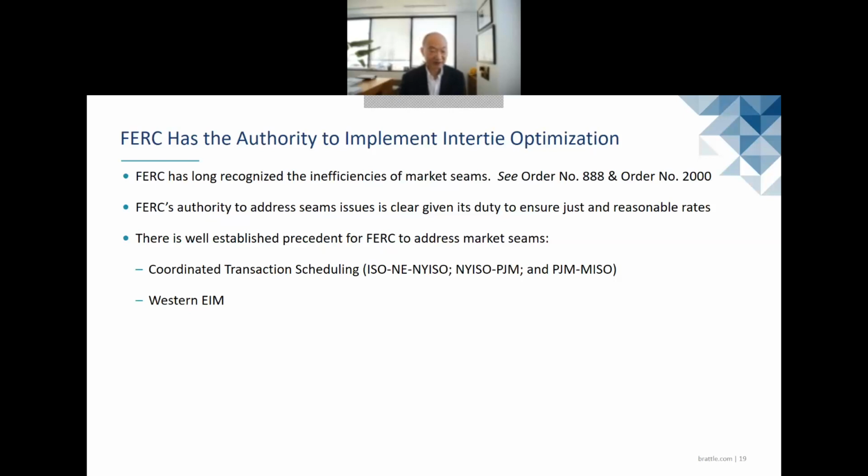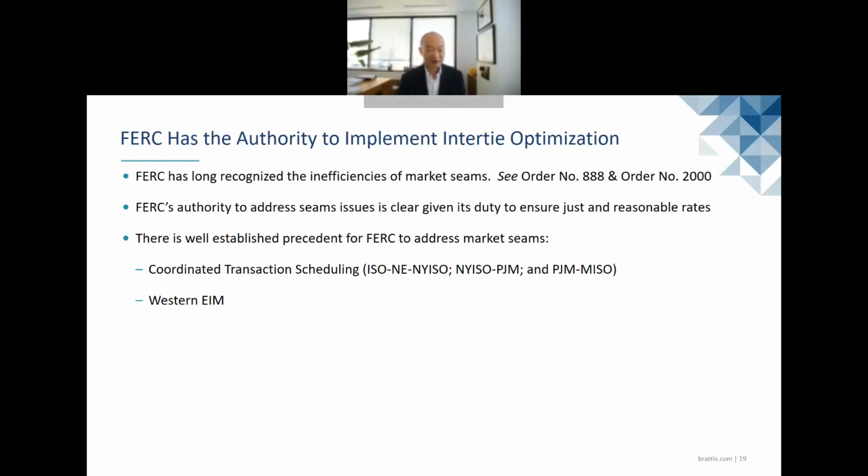And some of that precedent relates to CTS itself, which FERC accepted between ISO New England and New York ISO, between New York ISO and PJM, and between PJM and MISO. Now, importantly, when FERC accepted the ISO New England, New York ISO proposal, it said that if that CTS turned out not to help out consumers as much as the Commission hoped, it was willing to revisit this concept of what it called tie optimization, or which we've been calling intertie optimization. So the Commission left the door open to revisit how best to address seams-related market inefficiencies.